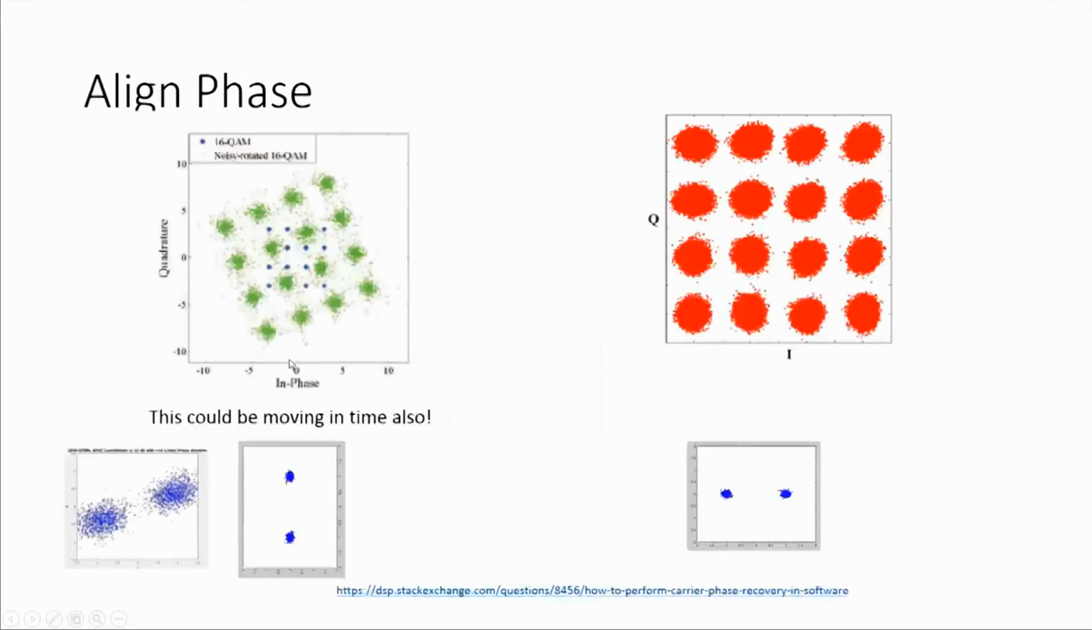So the next thing we want to do is align the phase. So we showed this signal that wasn't aligned, we want it to be the blue dots. And if we adjust the phase, it looks like this. So we're just taking this and we're twisting it. Again, this may move in time, especially if the frequency is adjusted initially and then drifts. The phase lock loop has to track it all out. So it could be moving in time.